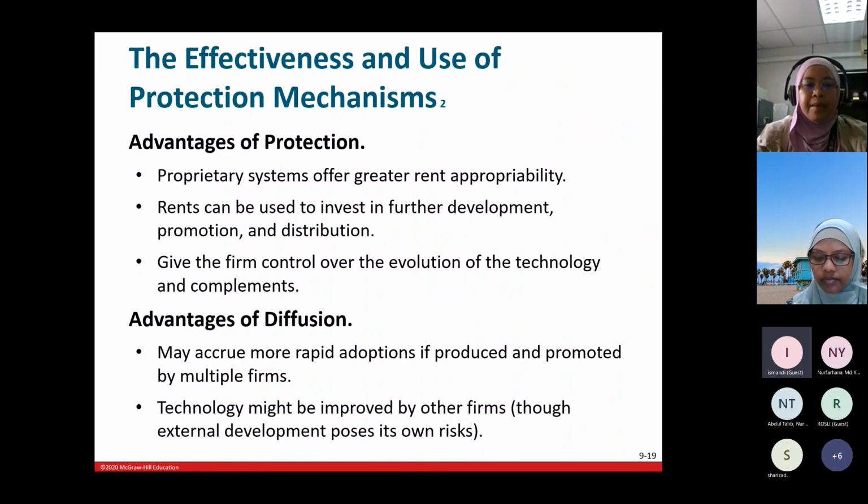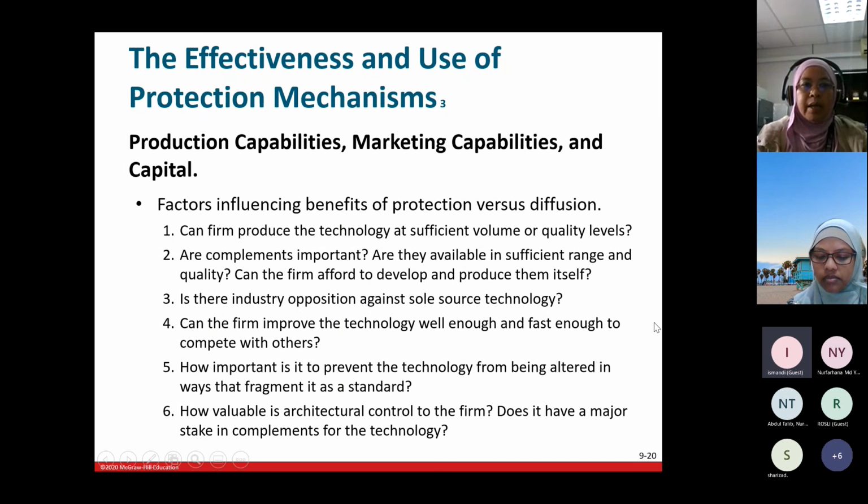And technology might be improved by other firms through external development, though this possesses its own risk. So there is also some possibility the firm has some limitation in terms of technology and knowledge. Yeah. So if there are companies that can work to make it better, collaborate together to make it better, yes, they can do it. Okay, production capability and market capability and also the capital.